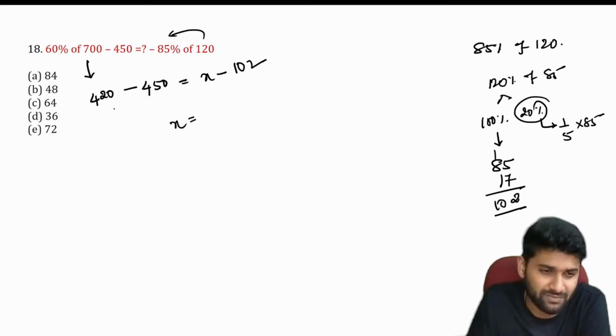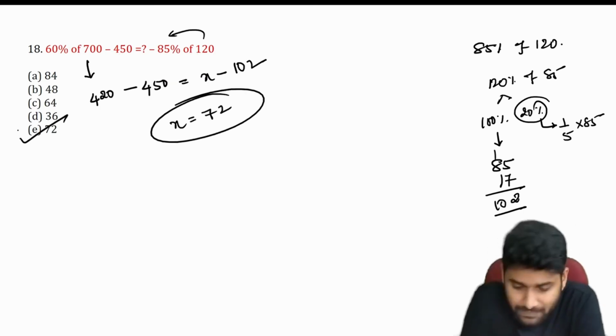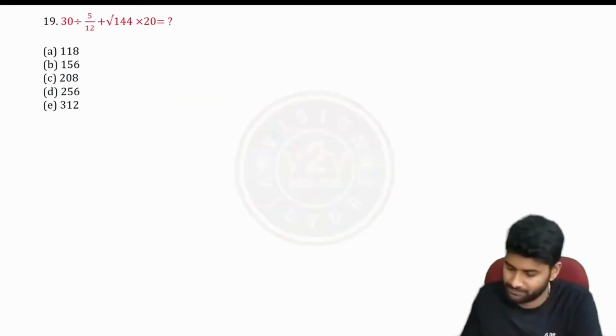What about the x value? It's a difference of 30, right? Minus 30. So 30 and the total value becomes 72. X value must be 72. Next.